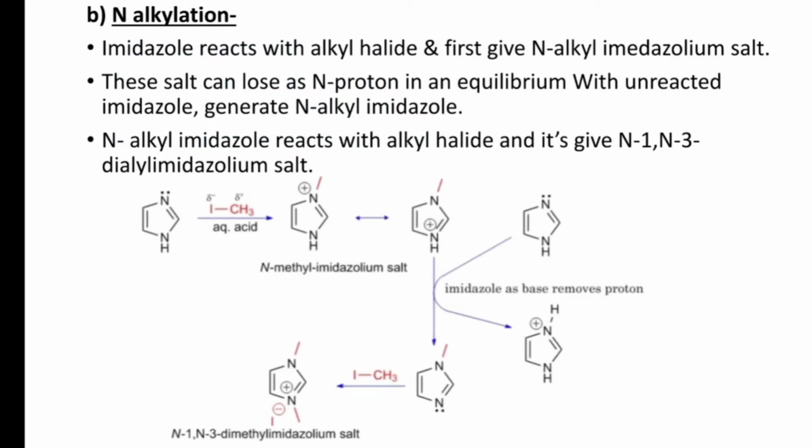B is an alkylation. Firstly, imidazole reacts with the alkyl halides and it gives the N-alkyl imidazole salt. This salt can lose a proton in an equilibrium with the unreacted imidazole and it gives the N-alkyl imidazole. Then this N-alkyl imidazole again reacts with the alkyl halides. It gives the N1,N3-dimethyl imidazolium salt.